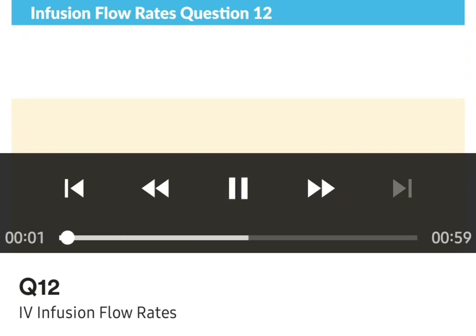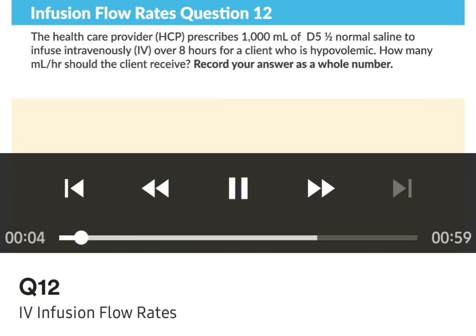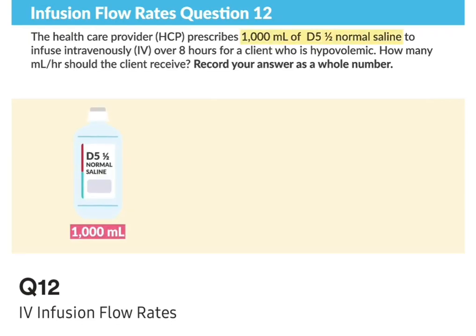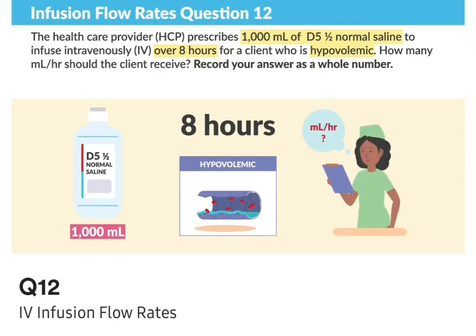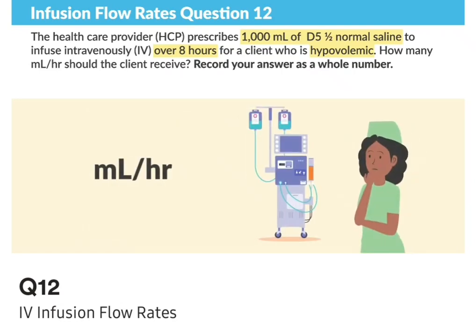All right, now for question 12. The healthcare provider prescribes 1,000 milliliters of D5 half NS, that half normal saline, to infuse intravenously over 8 hours for a client who's hypovolemic, basically low on volume. How many mLs per hour should the client receive? And remember, we're recording to the next whole number here. So for the rationale, let's break it down.